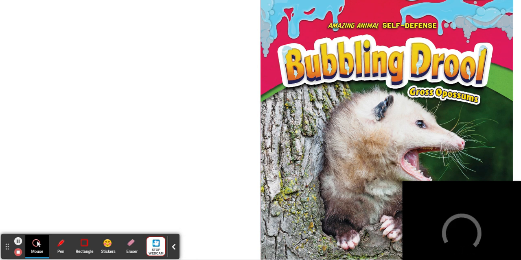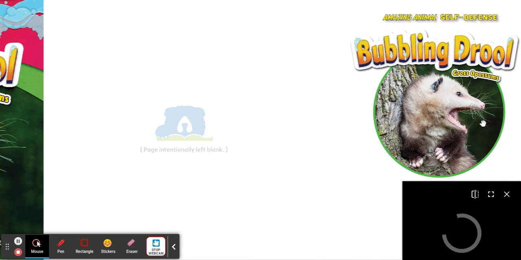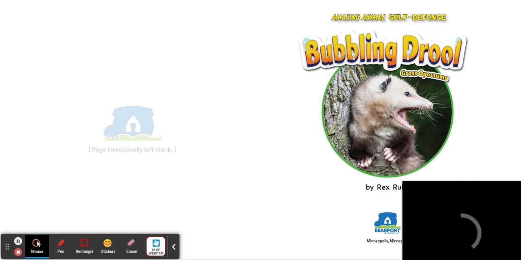Bubbling Drool. Gross Possums. Now, this is cool because it's very similar to the story we just read about that fish that has goo come out of its body as a defense. So this is the possum, and the possum is an animal that we can see outside of our house and run into quite often. So, since this is a nonfiction book, we're going to be talking about context clues and how it's going to help us with our reading.